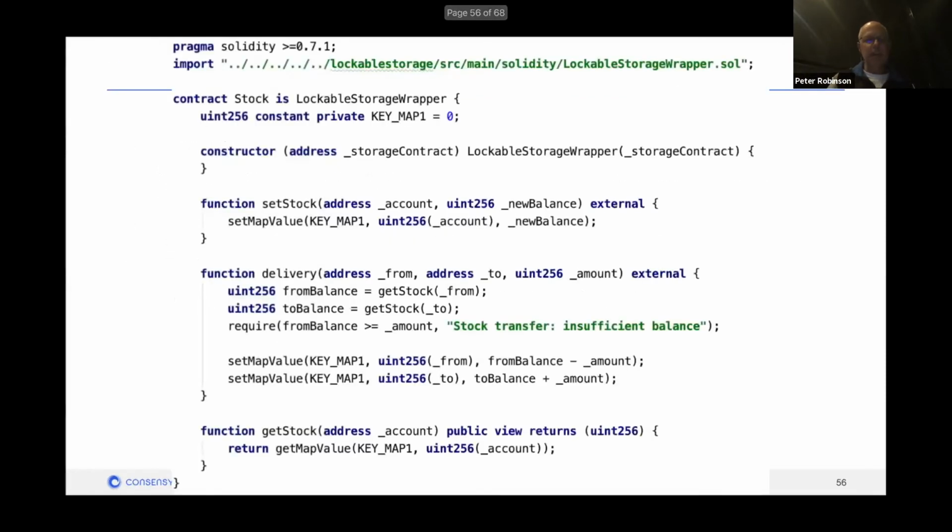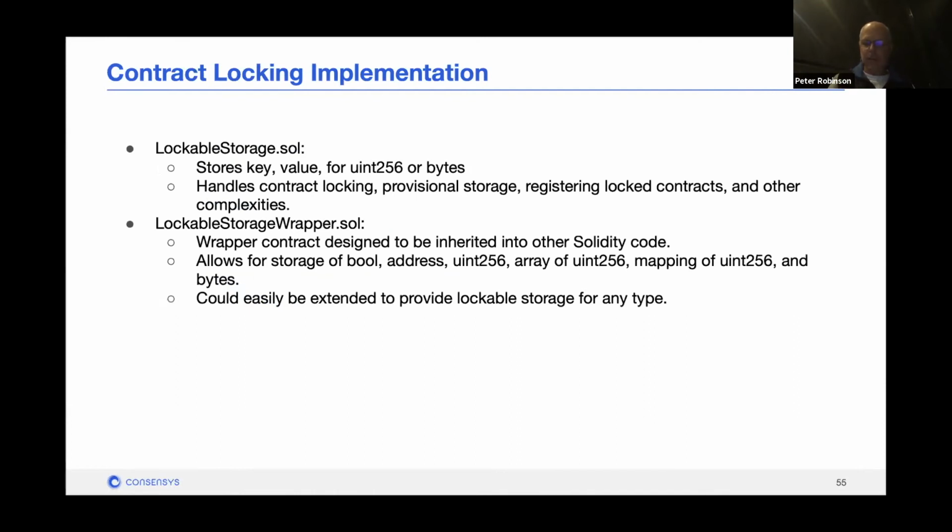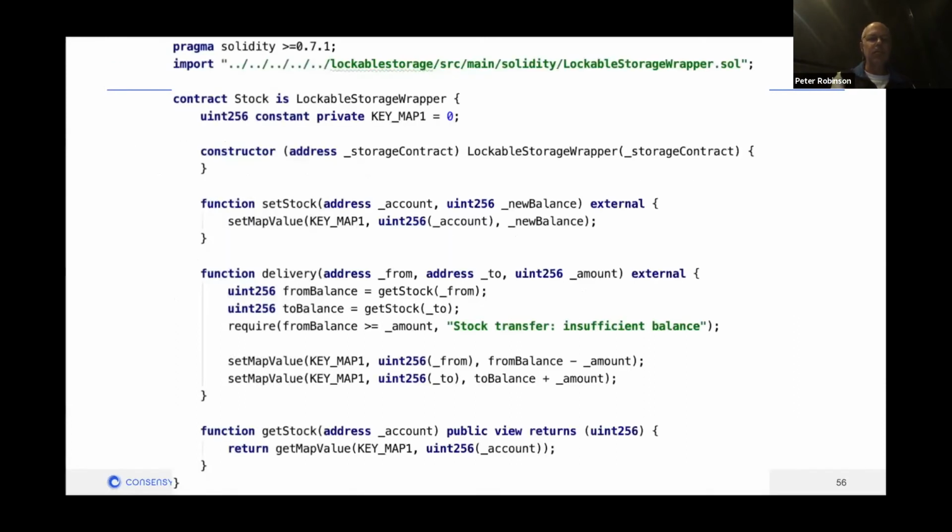To make it simple, there's a lockable storage wrapper contract, which lets you do simple stuff like you can see here, say set stock. You're essentially setting a map value nice and easily. Or if you want to set, say, just a uint256, then it's nice and simple, just a very simple call.